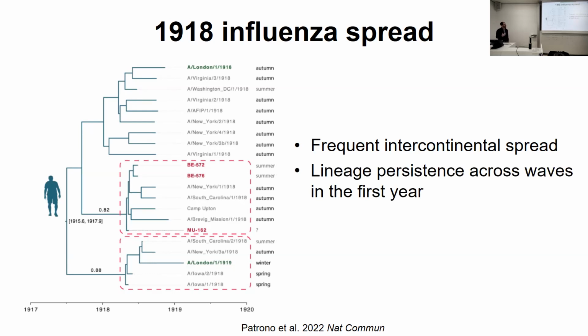Another thing that we could investigate, because we had exact dates for most of the specimens, is whether there was persistence throughout the pandemic of different lineages, like we've seen, for example, with SARS-CoV-2, with some lineages persisting for quite a long time. And indeed, that's what we see. We see that a number of well-supported lineages persisted across the different waves.